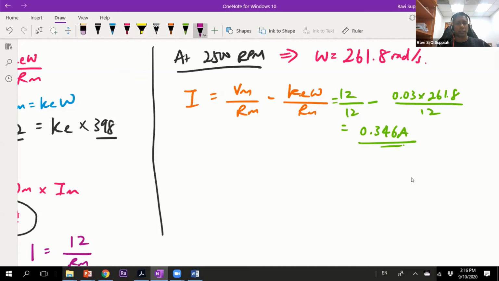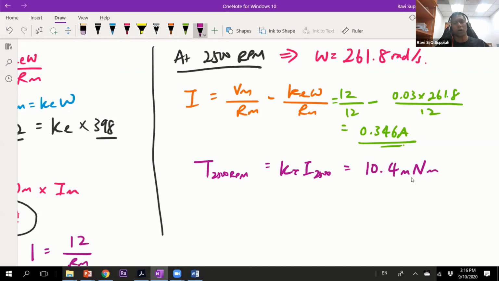Now the next thing is the torque. The torque at 2500 RPM is again Kt multiplied by the current at 2500 RPM. So Kt is 30 milli multiplied by this, you'll get 10.4 milli Newton meter.